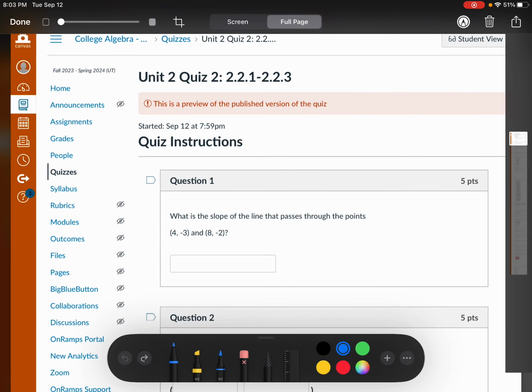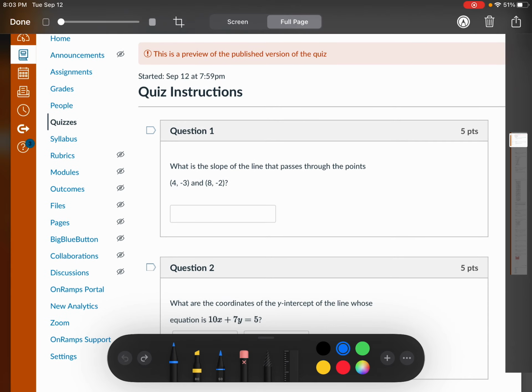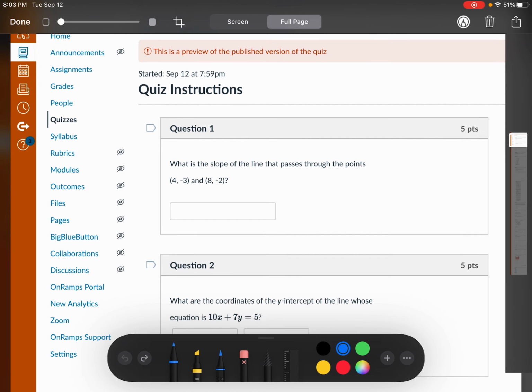All right, guys, so this is a preview of how to do Unit 2 Quiz 2. I'm going to go through some questions, so if you already know the question, just feel free to fast forward to the question that you don't understand. And I'm going to go over every single question, all right?